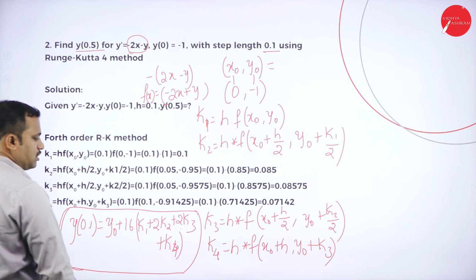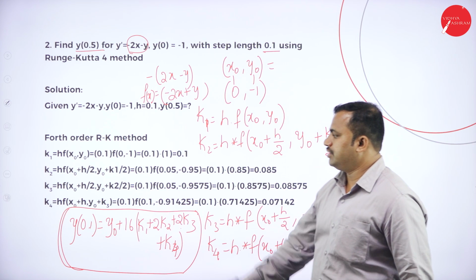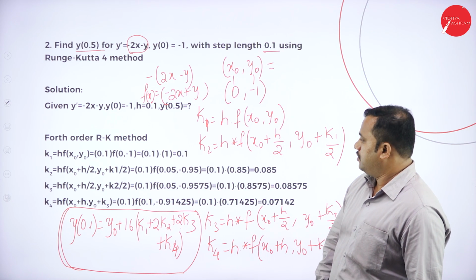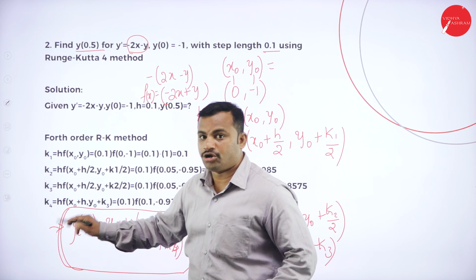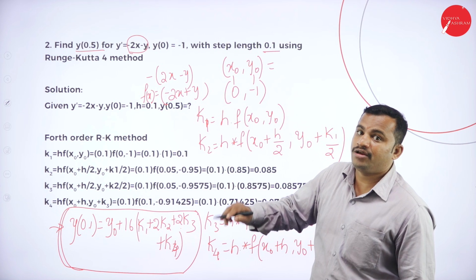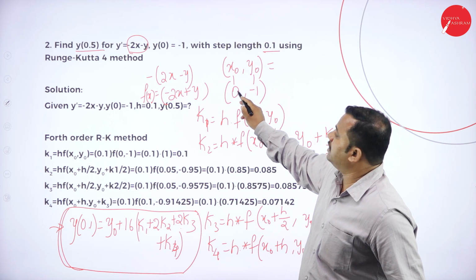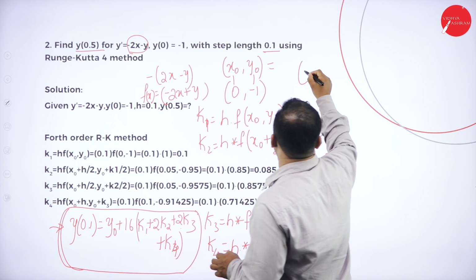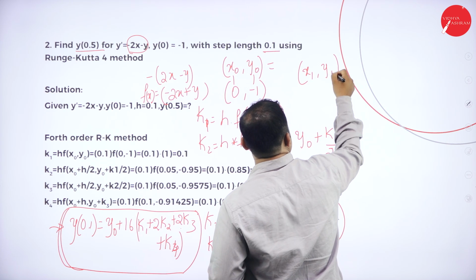That is y of 0.1 is obtained from this. So this is how we are going to calculate the y of 0.1. The value which you will get in this step, that is y of 0.1, is used as y1. And what is the value of x1 then? x1 is equal to 0 plus 0.1, that is 0.1. So the value of this, x1 comma y1, is used in the next iteration.